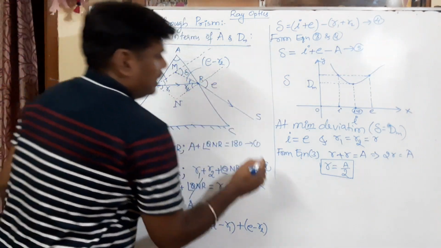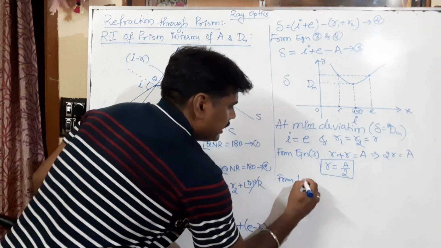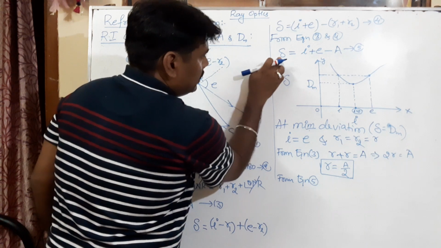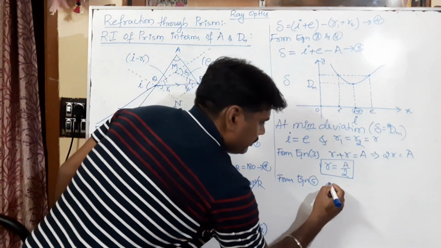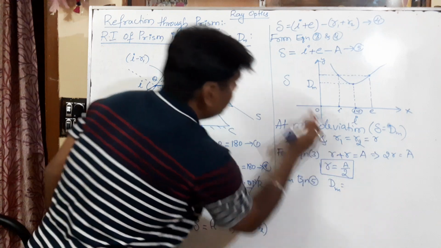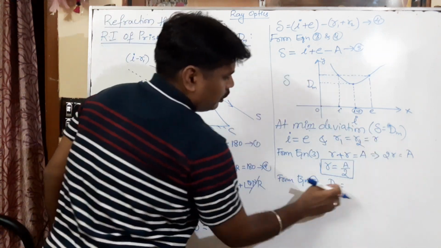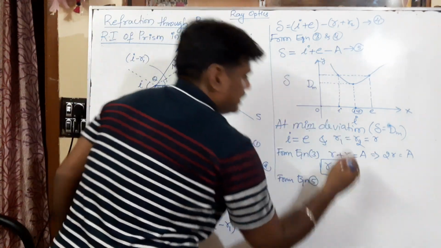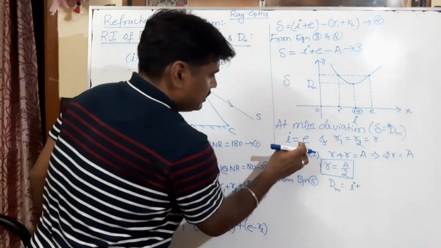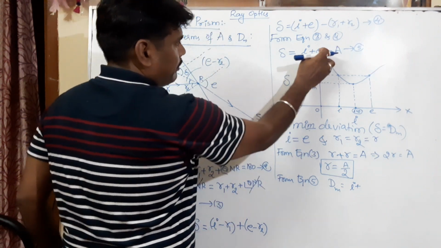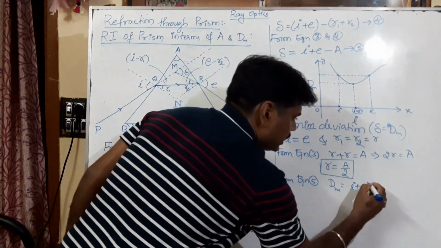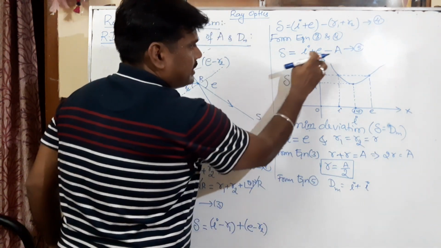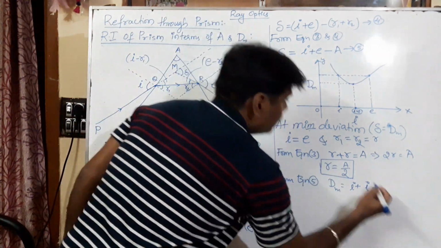Next, from equation number 5. So what is equation number 5? Delta is replaced by minimum deviation, Dm, because at minimum deviation we are applying it here. Angle of incidence is equal to angle of emergence, so instead of E, I want to write I only, because I is equal to E means E can be replaced by I here. I plus E is equal to A plus delta.